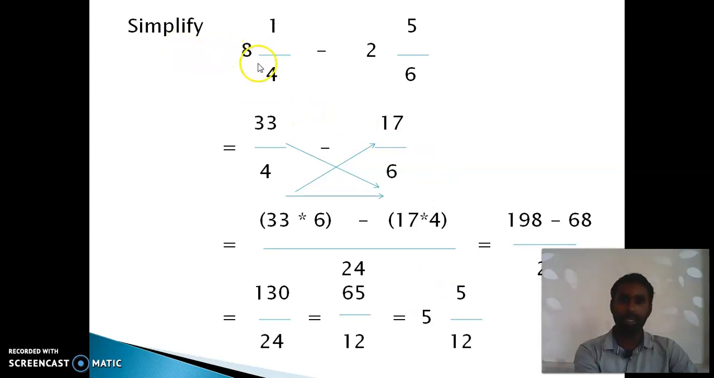Okay, next one, simplify. So here they gave simplify 8 1 by 4 minus 2 5 by 6. Okay, so how to solve this kind of problem, sir? First, it's a mixed fraction. So first step, you have to convert that mixed fraction into improper fraction. For that, 8 into 4, 32 plus 1, 33 divided by 4 minus 2 into 6, 12, 12 plus 5, 17, 17 by 6.